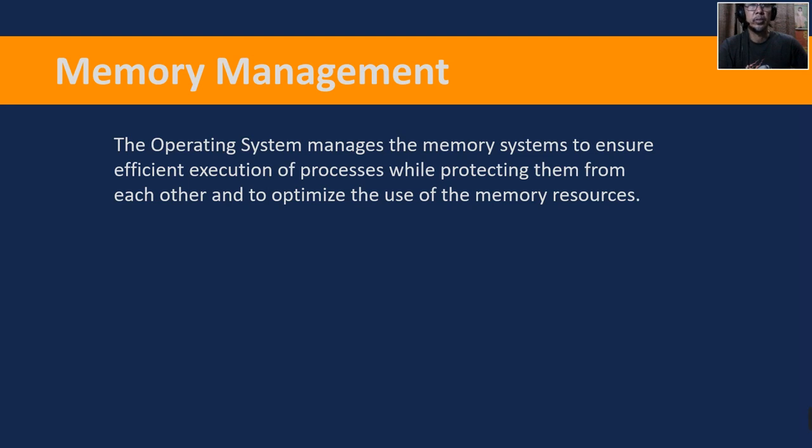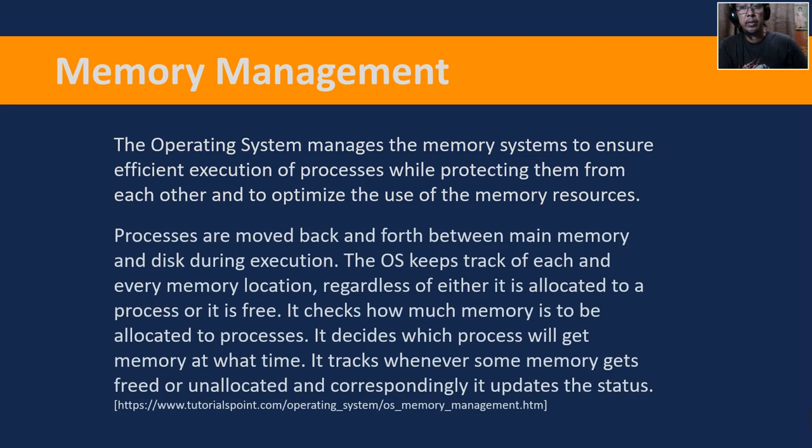and to optimize the use of the memory resources. Processes are moved back and forth between main memory and disk during execution. The OS keeps track of each and every memory location, regardless of whether it is allocated to a process or if it is free. It checks how much memory is to be allocated to processes. It decides which process will get memory at what time. It tracks whether some memory gets freed or unallocated, and correspondingly it updates the status.